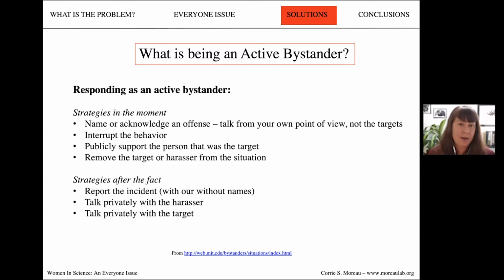Sometimes you can't do something in the moment for a number of reasons. So there are things you can do after the fact. You can report the incident with or without names. You can talk privately to the harasser or talk privately to the target. So you might pull the harasser aside and say, hey, look, I don't know if you realize that joke was really offensive. Here's why. Or maybe you pull the target away and say, I want you to know that I didn't find it okay, and I'm sorry I didn't speak up in the moment. I was at a loss for words. So really you need to make sure that you're always working towards limiting this inappropriate behavior.